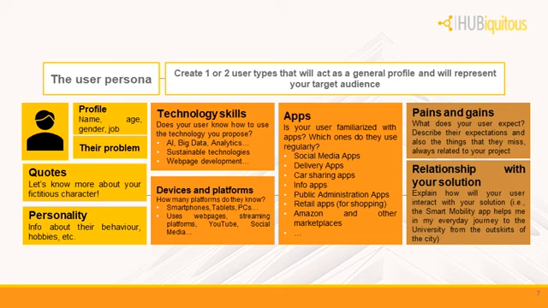Okay, and finally, you have to describe the relationship with your solution. At this point, you have to explain how this user is going to interact with your solution. For example, this smart mobility app helps me in my everyday journey to the university from the outskirts of the city. This could be a great description of the relationship with my solution.